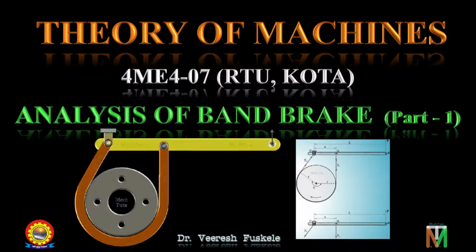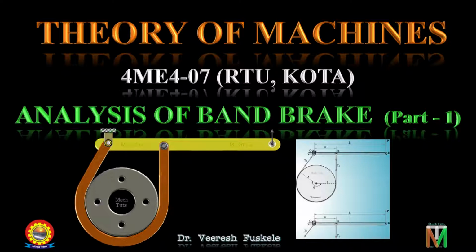In continuation with the topic of brakes, let us today discuss the analysis of band brakes. In previous lectures, we have already discussed the band brake and its classification. We learned that a band brake consists of a belt, a flexible steel band lined with friction material, which is pressed against the external surface of a cylindrical drum when the brake is applied.